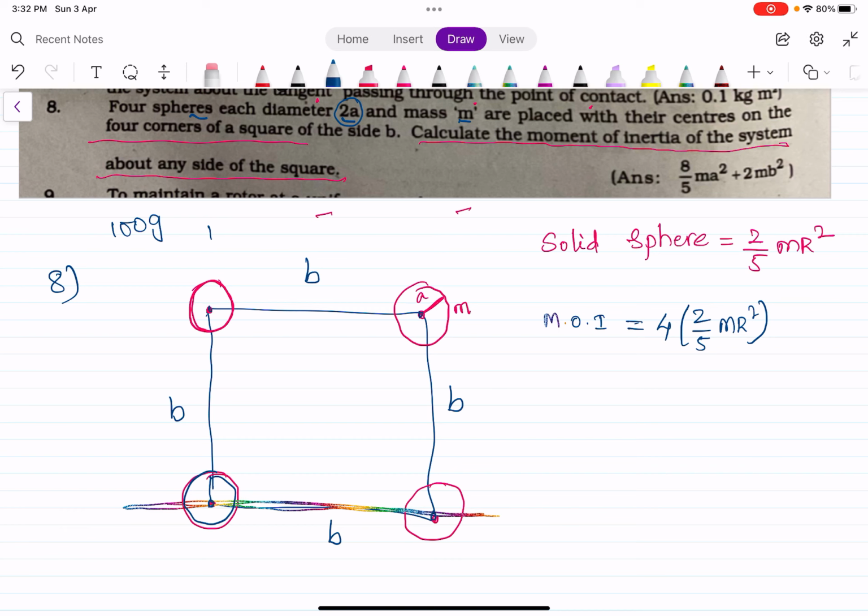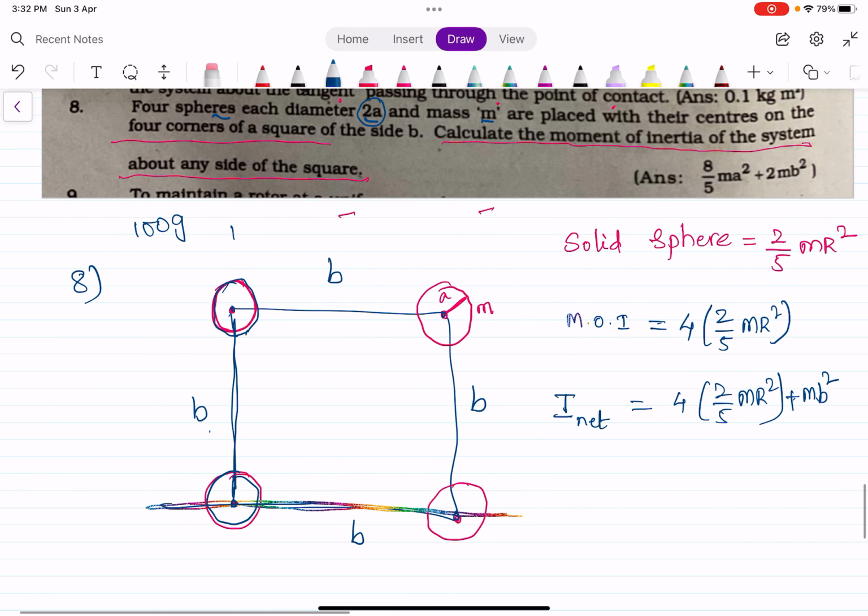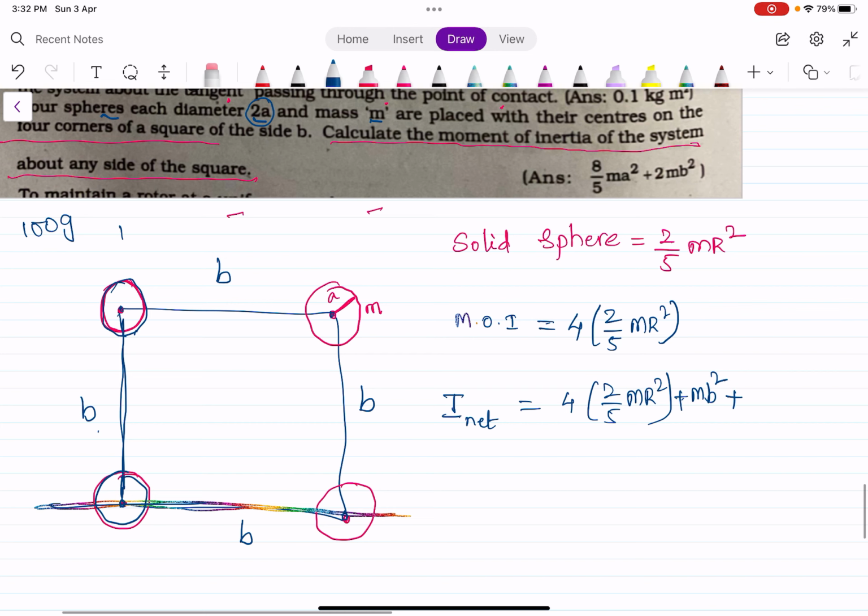Now the net moment of inertia I is equal to 4 into 2 by 5 mr square, plus, this mass is at a distance of b from the axis, so m into b square, mb square, plus, this mass is at a distance of b from the axis of rotation, so the moment of inertia is mb square again. This mass is on the axis, so its moment of inertia is zero. This mass is also on the axis.